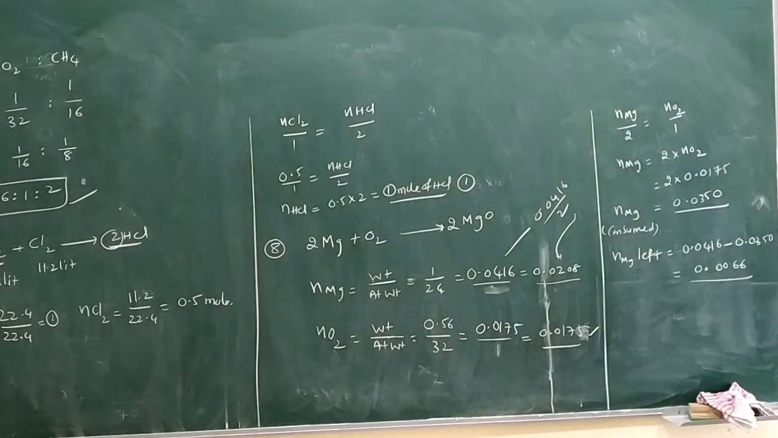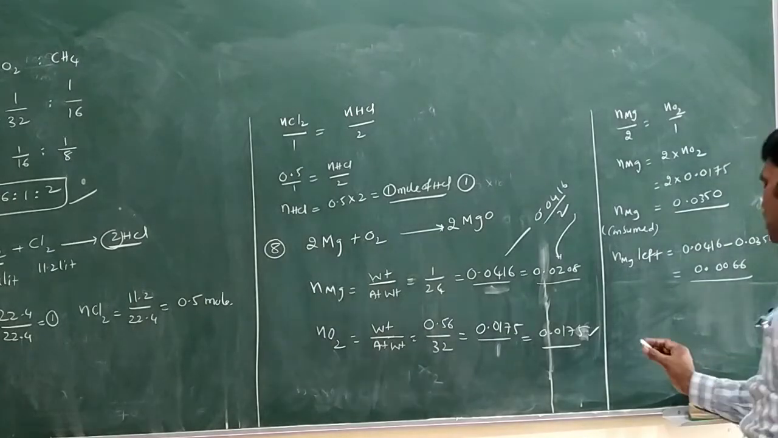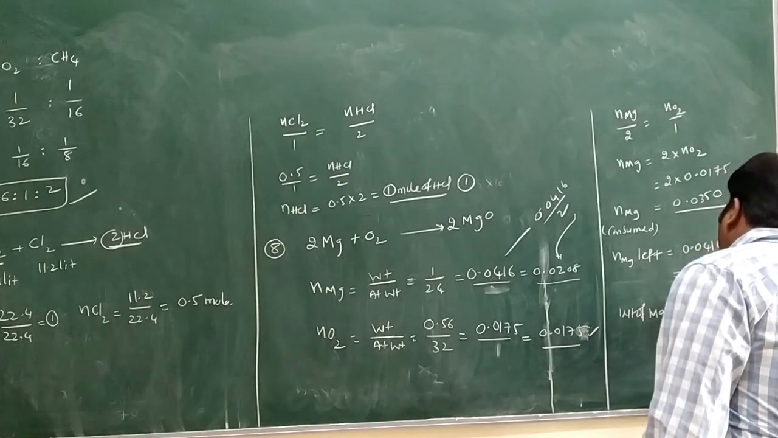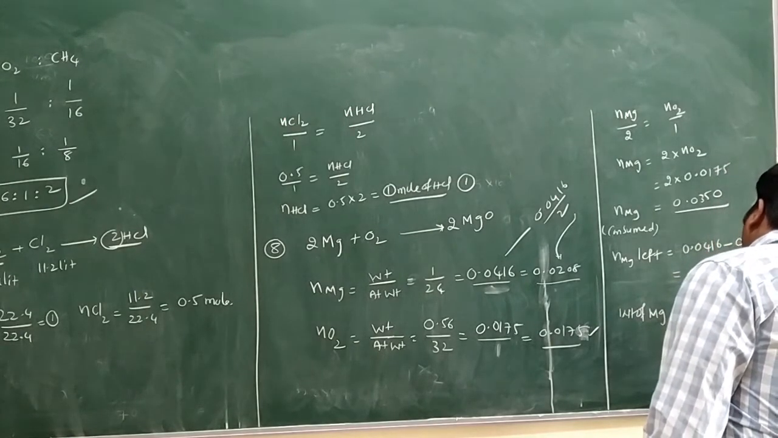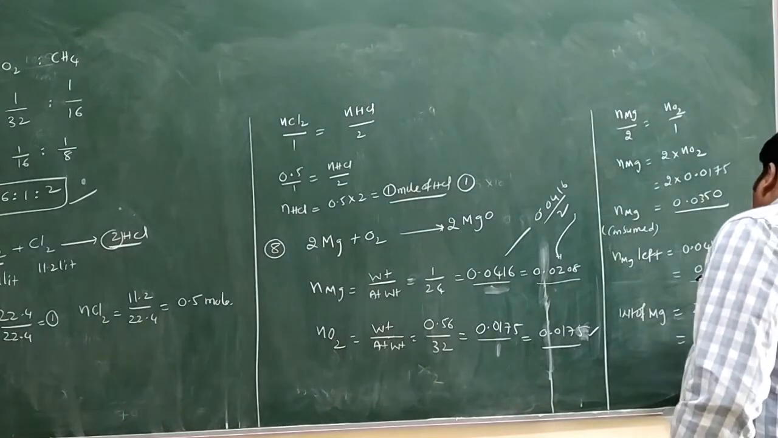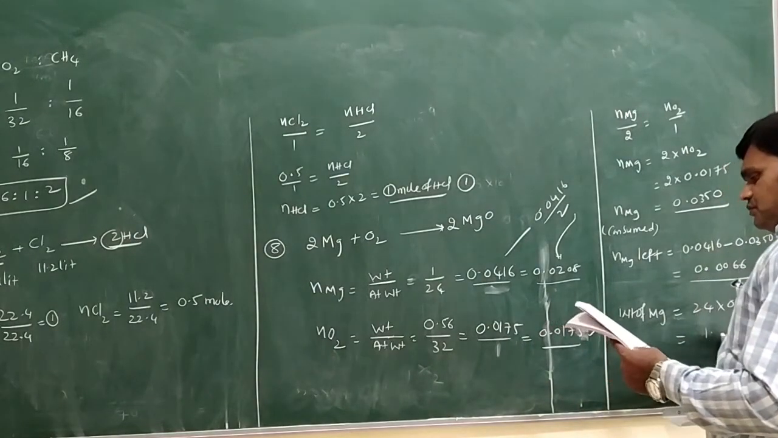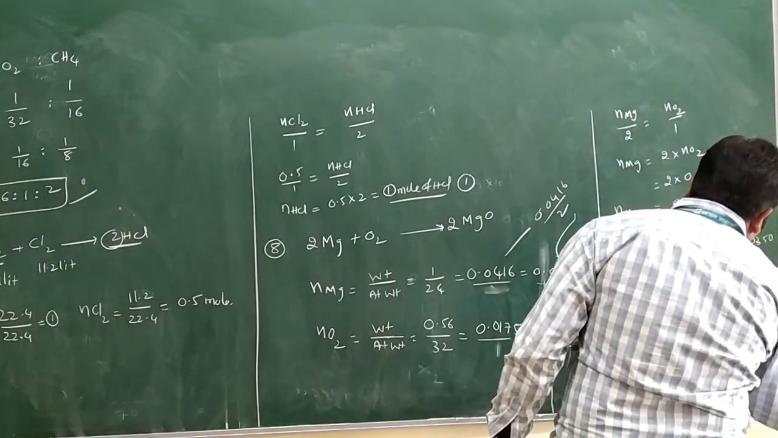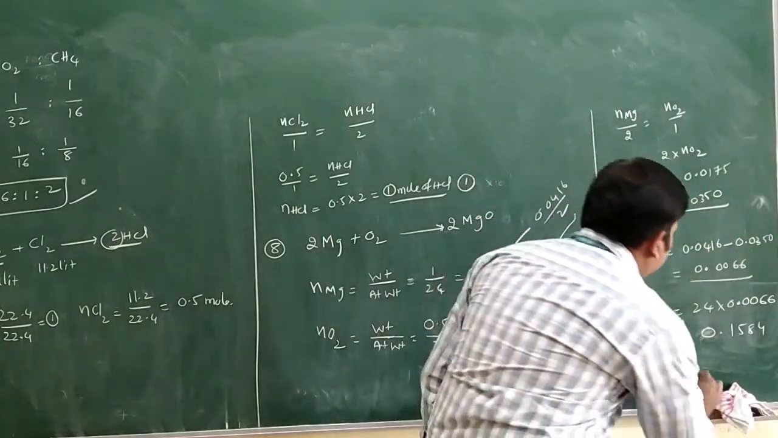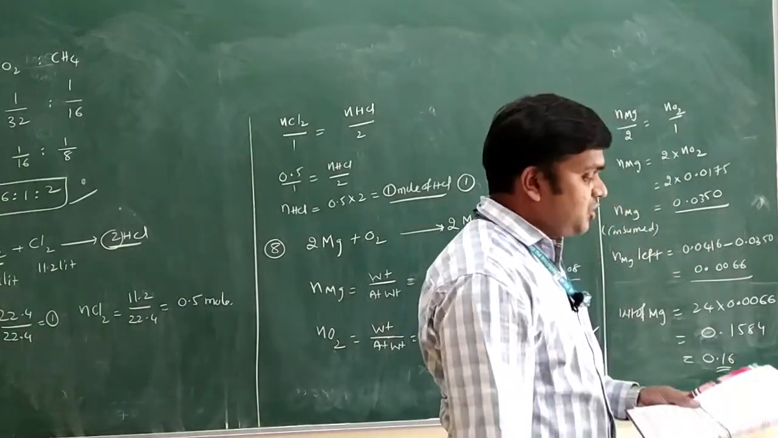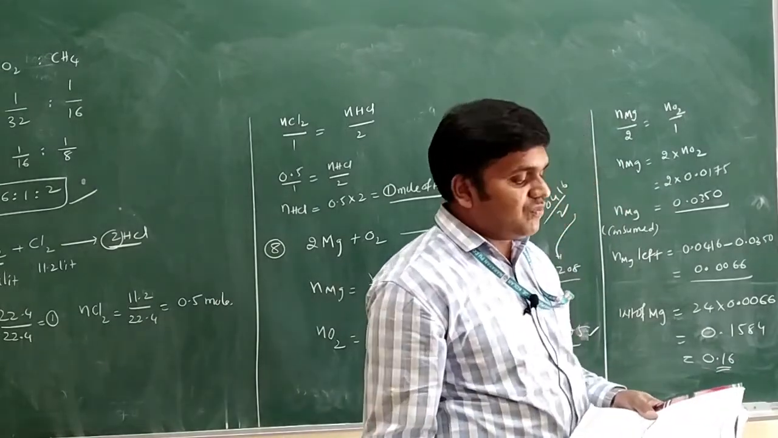But they are asking for the weight of magnesium. Now the weight of magnesium is equal to 24 into 0.0066 we have. What is the 24 here? The atomic weight of magnesium, 24. You multiply and you will get 0.1584. Approximately, we will write 0.16 only. This is the magnesium left in the reaction.